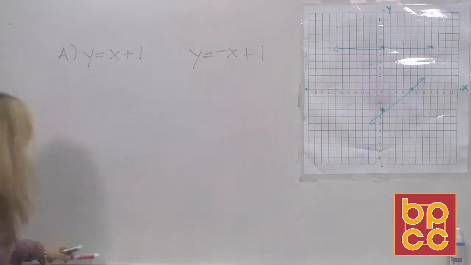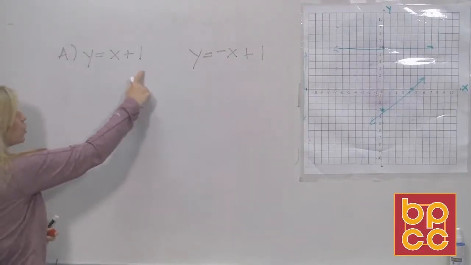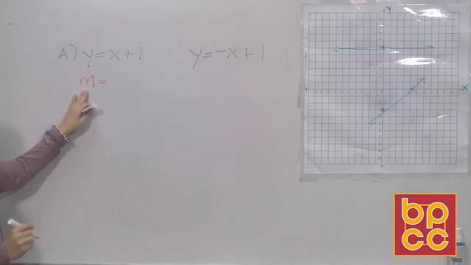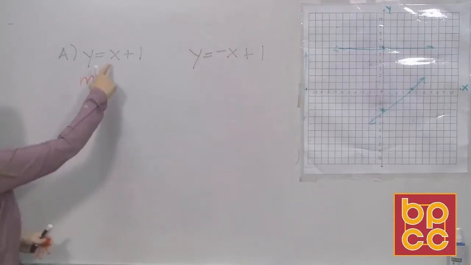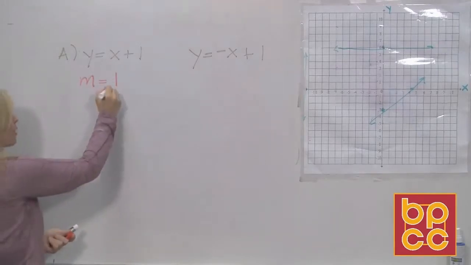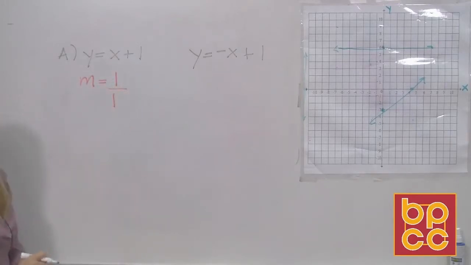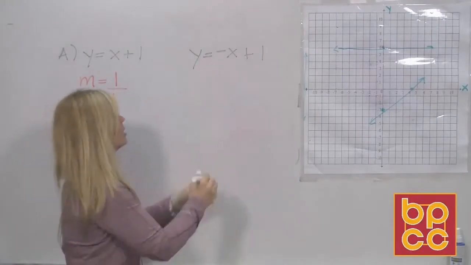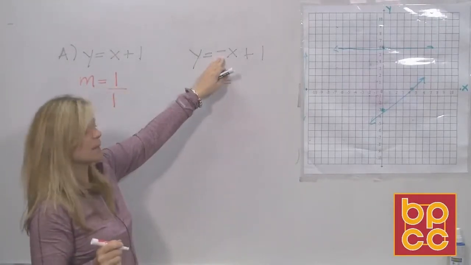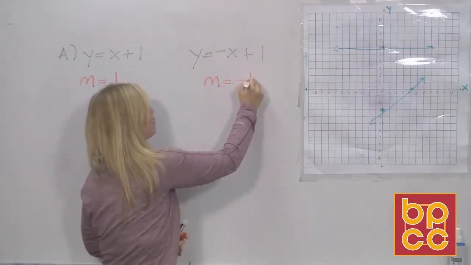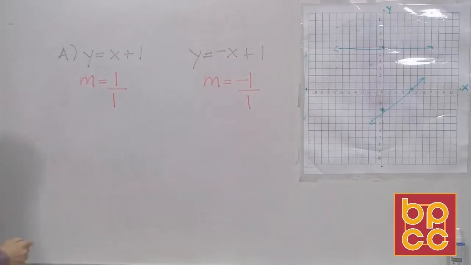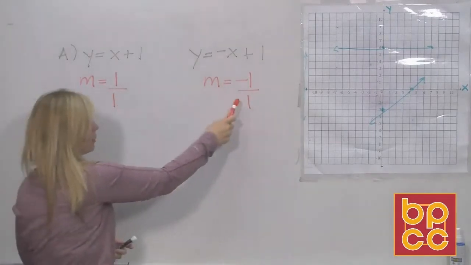So now let's use what we learned. Can you look at this equation and tell me the number for slope? Slope stands for m. M means multiplied. What's multiplied to x? 1. How do you write slope as a fraction? 1/1. Let's look at this diagonal line. Slope stands for m. M means multiplied. What's being multiplied to x? -1. How do you write that as a fraction? Put it over 1.